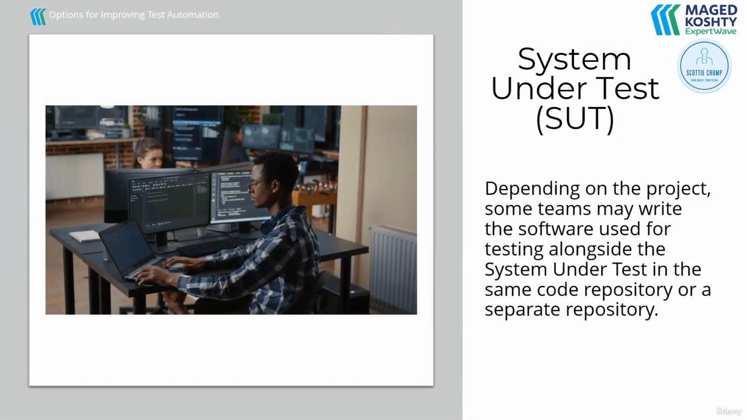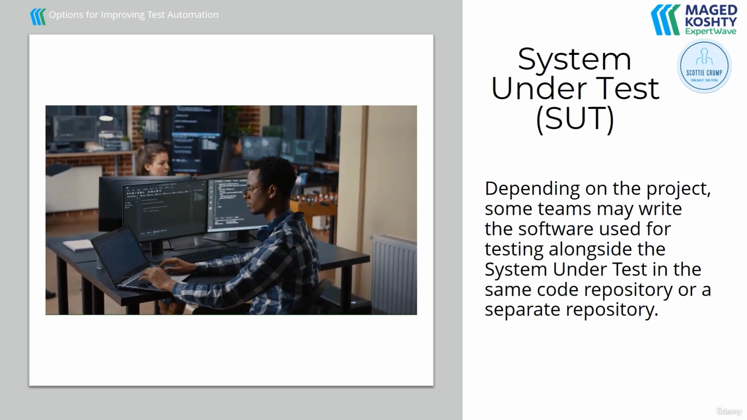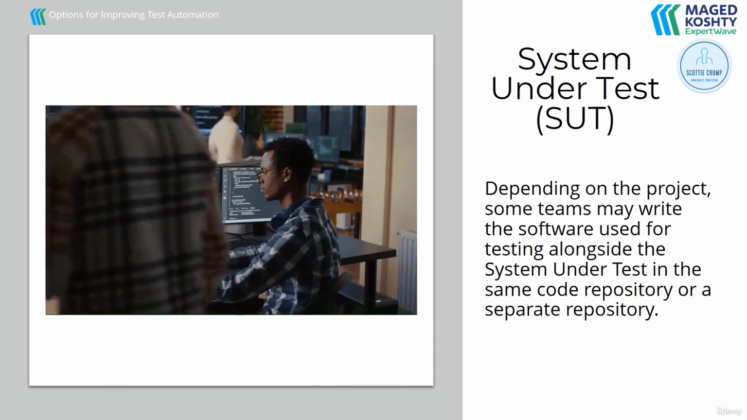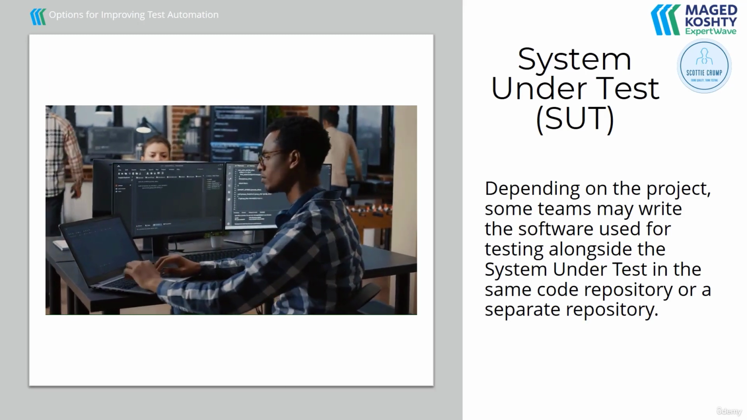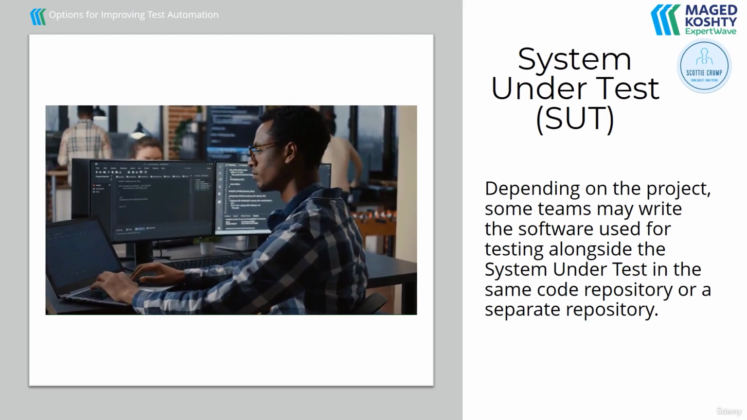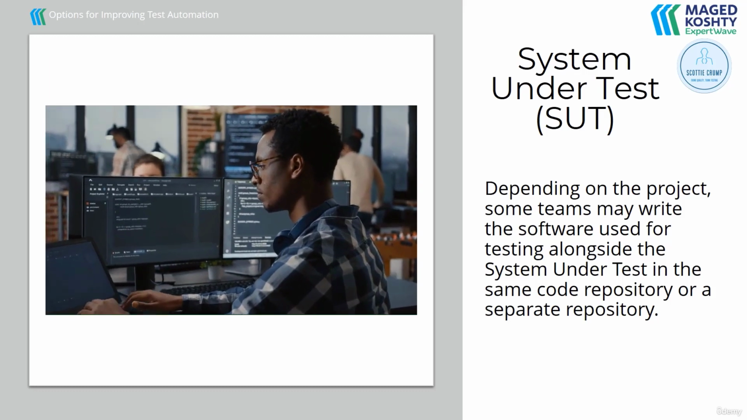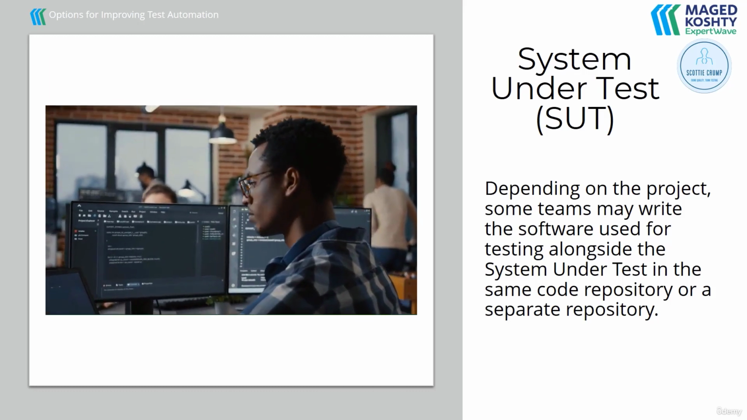We can use automated testing for regression, functional, or load testing. It's common to use the acronym SUT for System Under Test, depending on the project. Some teams may write the software used for testing alongside the system under test in the same code repository or a separate repository. For example, teams that want to ensure new features are free of errors before adding them to the branch for the main codebase can have test cases automatically run each time new code is added to their feature branch. This provides fast feedback on the quality of the code.